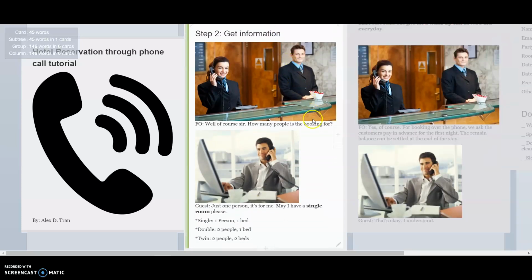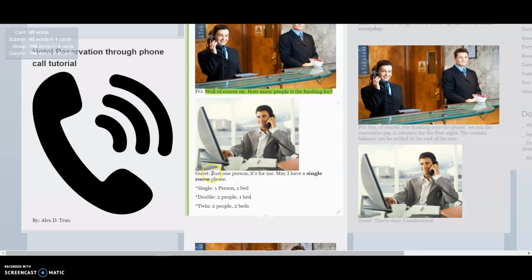Once we get that done, we're moving to step two, which is getting the information from the customer.